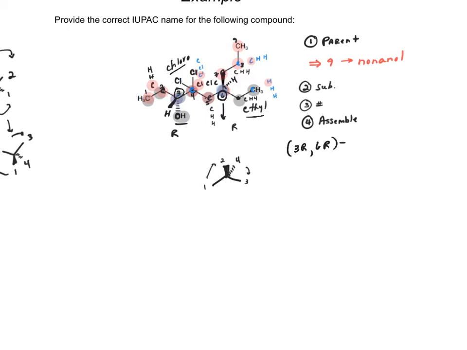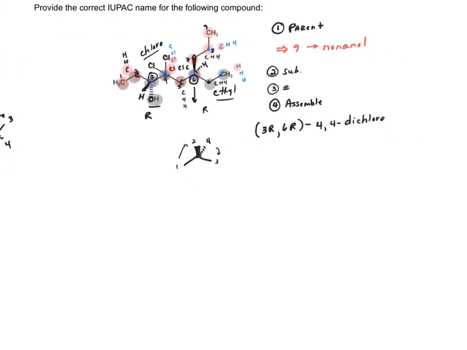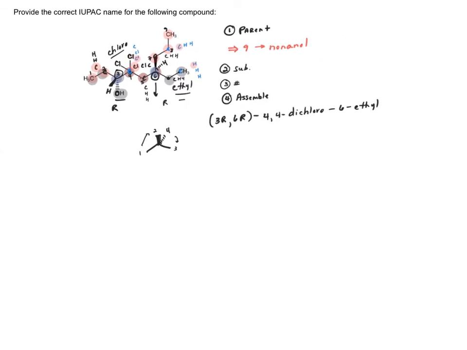Chloro would come first. There are 2 of them, so it's going to be a dichloro, and they're both at the 4,4-dichloro. Now again, we have to identify our second substituent, which is that ethyl group. This ends up being 6-ethyl. And then we're moving into the parent chain. The parent chain was nonane. So nonane. And then we have to specify where the alcohol is. It is at carbon 3. So nonane-3-ol.